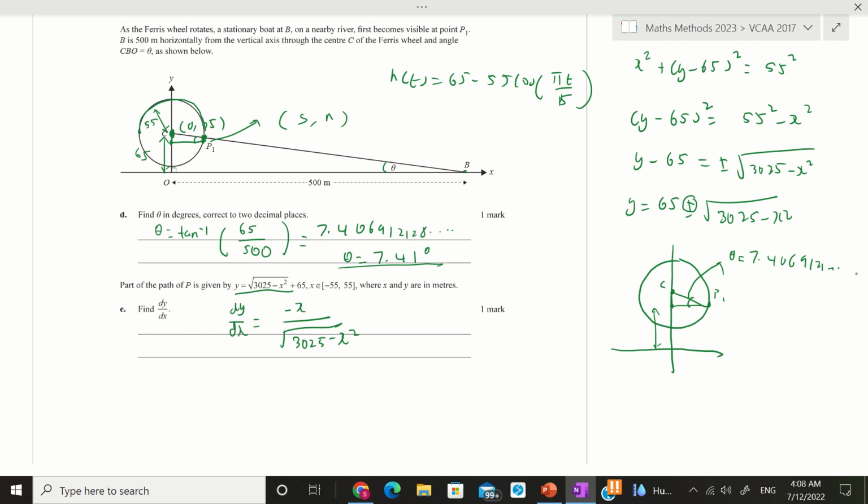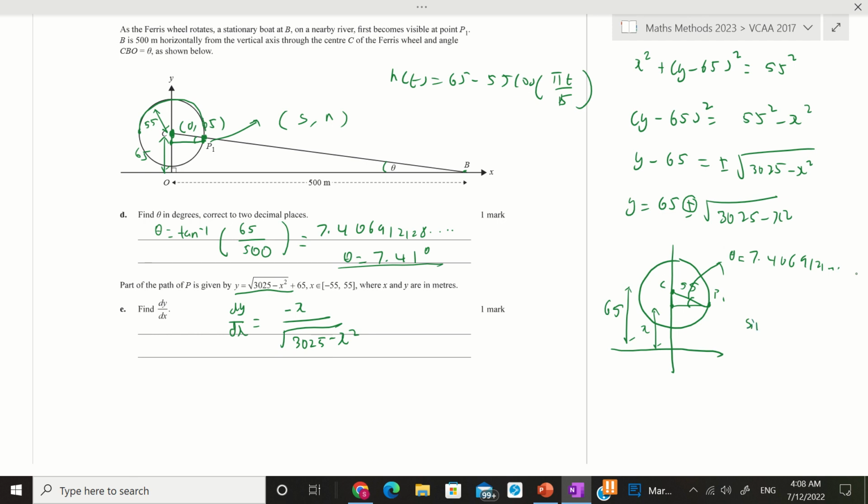We know that the height of C is 65. So this we'll call x, because that's what we don't know, and what we want to find. We do know the length of the hypotenuse of this triangle. We know the length from C to P1, because that's just the radius of the circle. The length of C to P1 is just 55. Therefore, for us to find the value of x, we can just use the sine ratio.